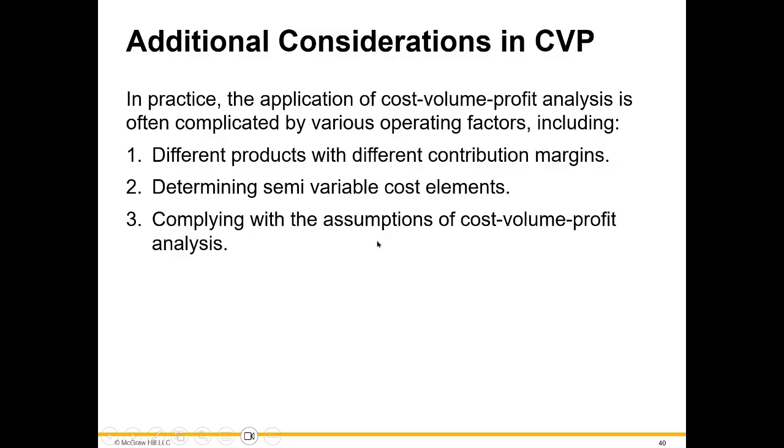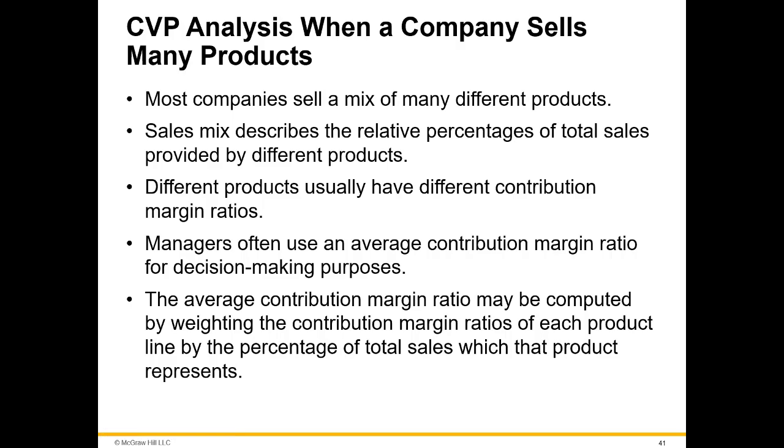But we recognize that this cost-volume-profit analysis requires certain assumptions. For example, you may sell more than just snowboards, and different products will have different contribution margins. There's also going to be some semi-variable costs, and we need to check all these and make sure they make sense. All right, so what happens if a company sells many products?